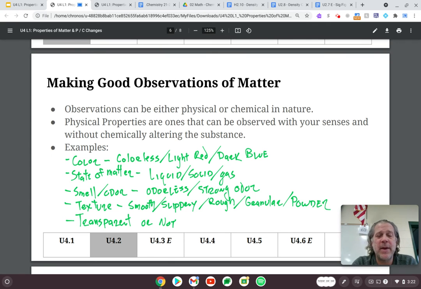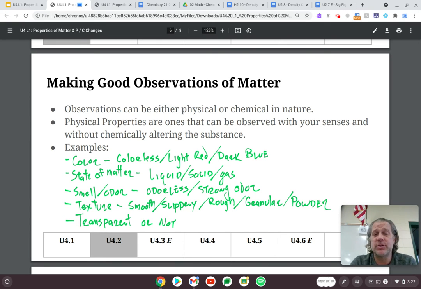Another way that we identify matter is texture. Some things we can simply touch and be able to identify the texture, smooth or slippery or rough. Some things are not really good ideas for us to touch, but we can still identify them as looking smooth or looking rough or dry.